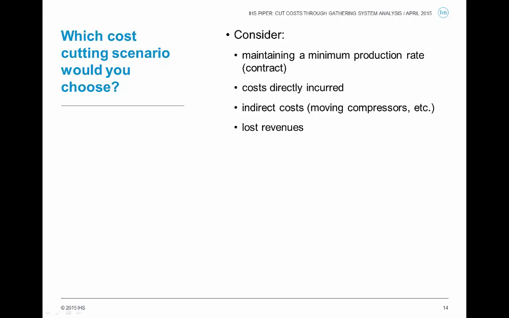So for example, we haven't included the cost of relocating compressors in these examples. And you also need to keep in mind any lost revenues that are realized during any scenario modifications. After doing all of that, then you want to determine the best option on a go-forward basis.